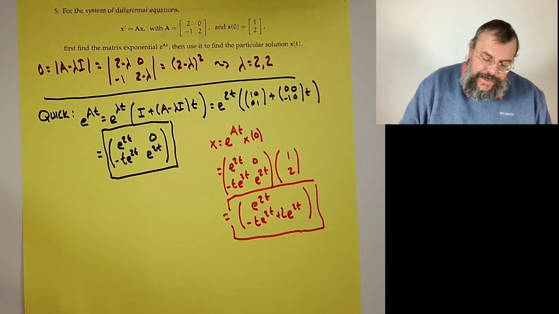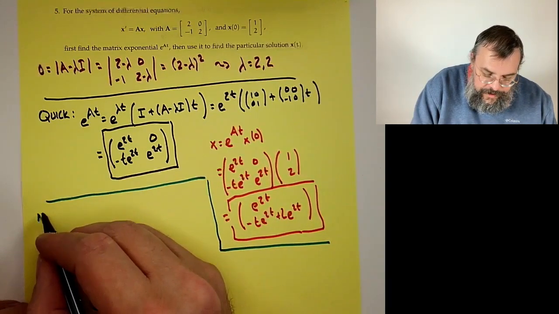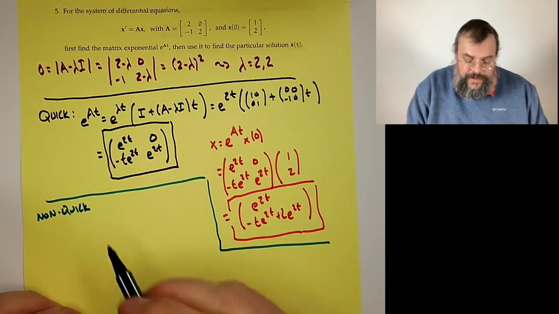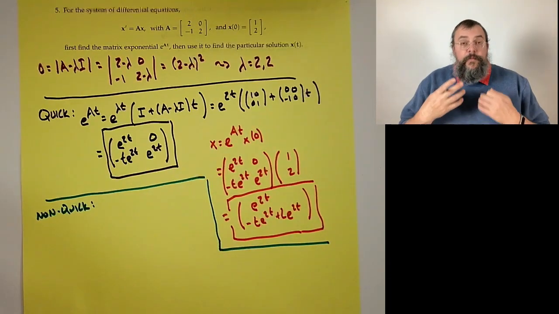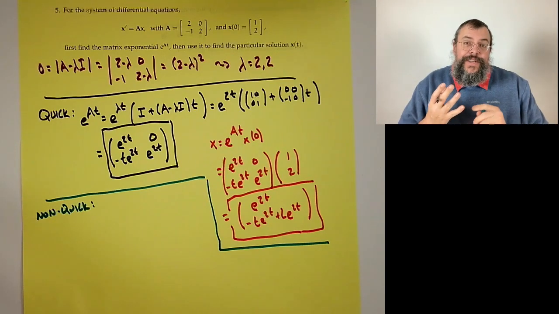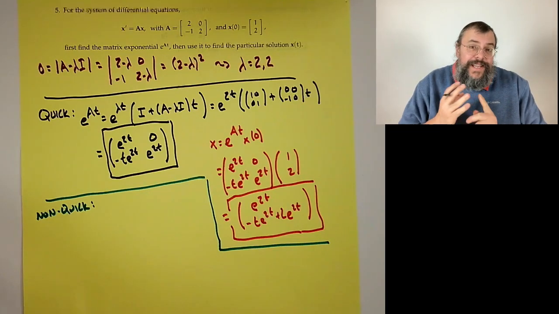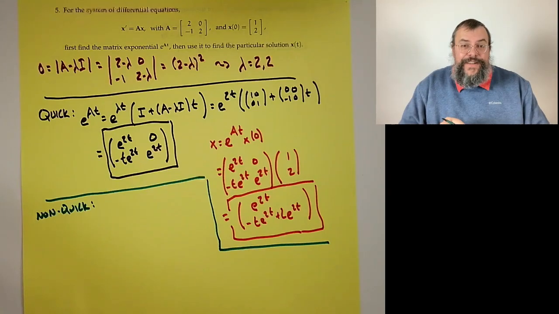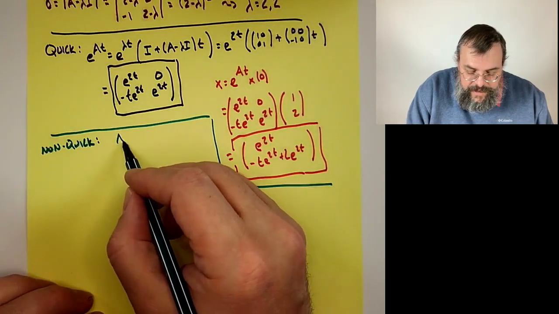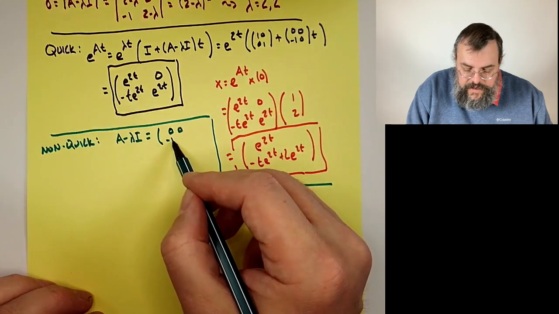Let's do the non-quick way, I don't want to call it the slow way. The thing is, how do you find that e to the At? Well, here we know we're in the setting of repeated eigenvalues with a mildly interesting matrix, which means we have the missing eigenvector case. So we need to focus on our A minus lambda I, which is the matrix 0, 0, minus 1, 0.